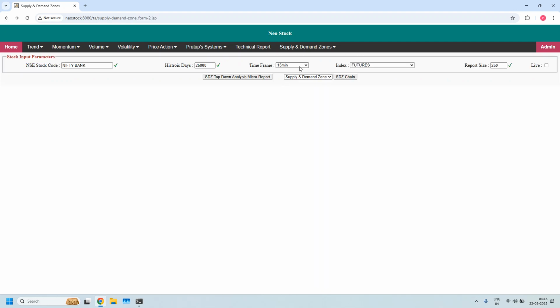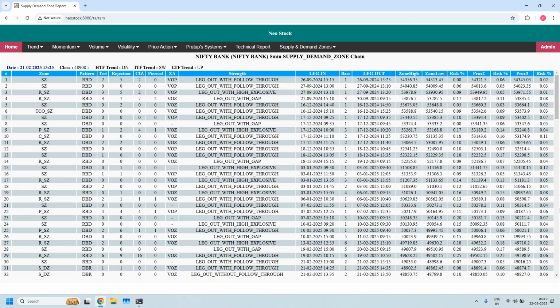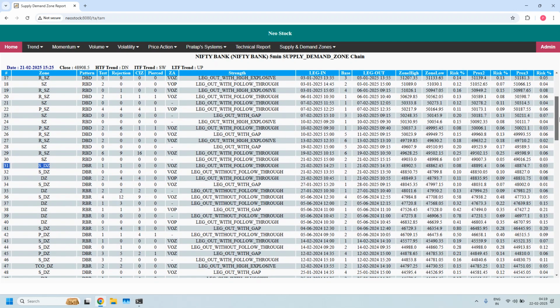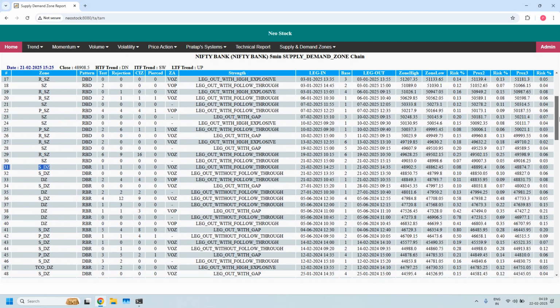Next, 5 minutes supply demand zone chain for Bank Nifty. 31 is the nearest demand zone to the current closing price. Let me put it in the center. So this is about Bank Nifty supply demand zone chain. So with this we have completed both Nifty and Bank Nifty supply demand zone chain.